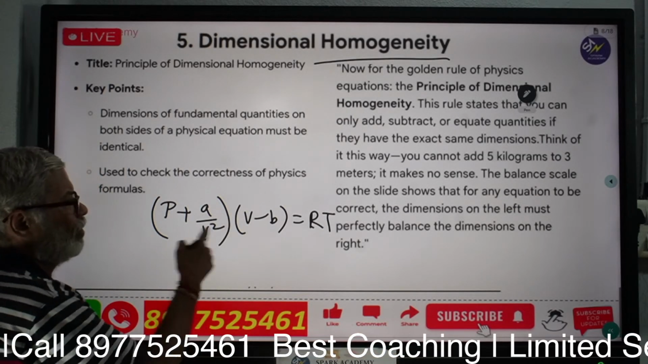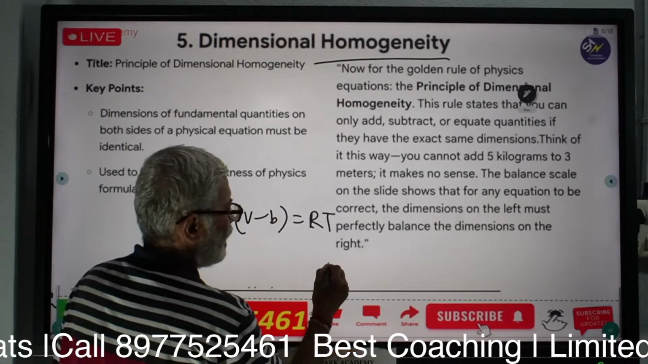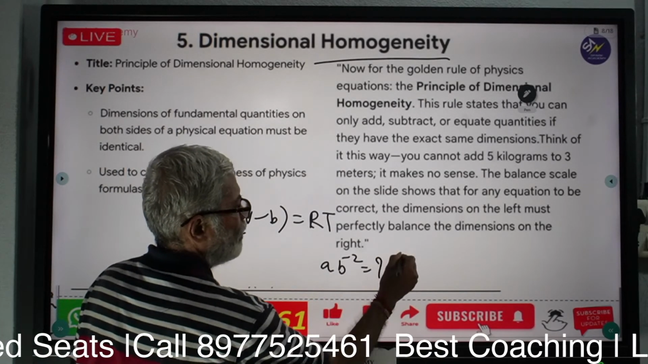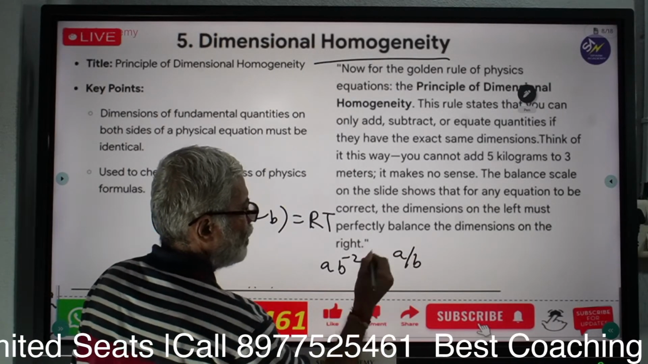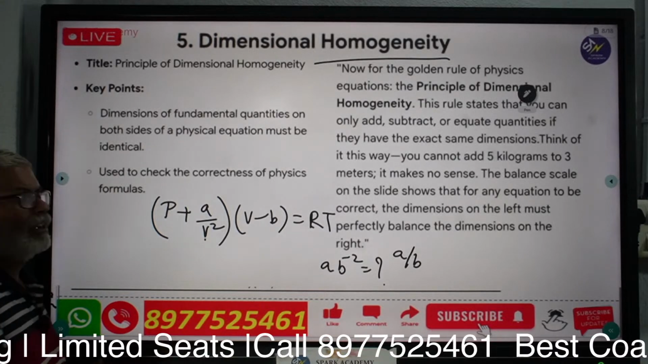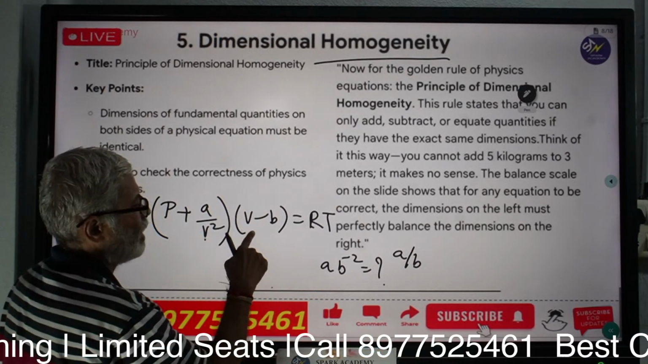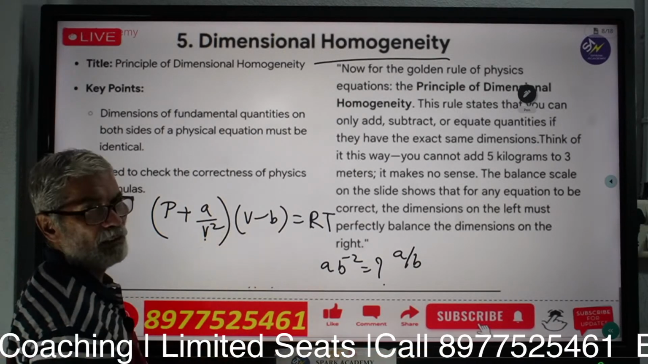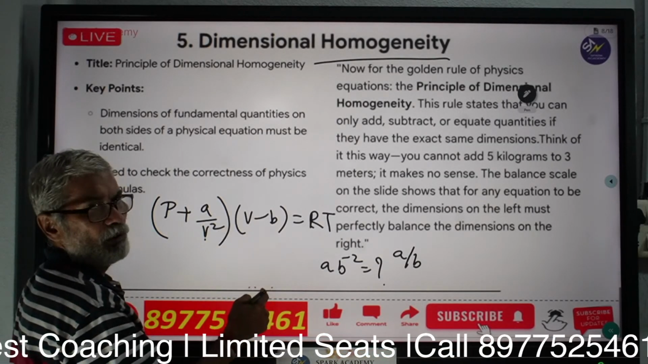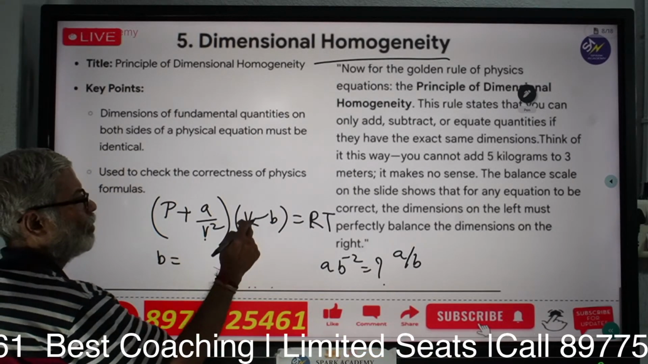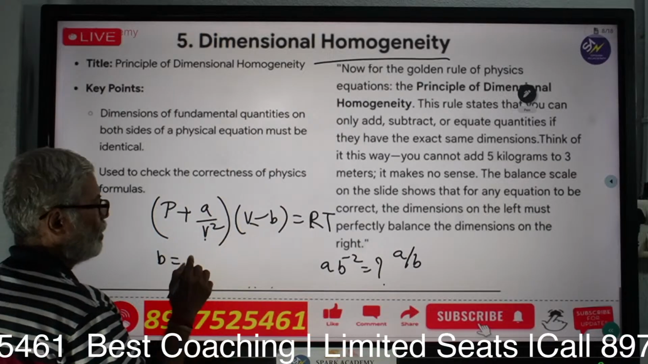So now they will ask what is A, B to the power of minus 2, or they will ask what is A by B. How will you find out? You apply the principle of homogeneity. The principle of homogeneity says that the dimension of B is same as the dimension of V. V means volume. So what is the dimension of B? B will be equal to volume.